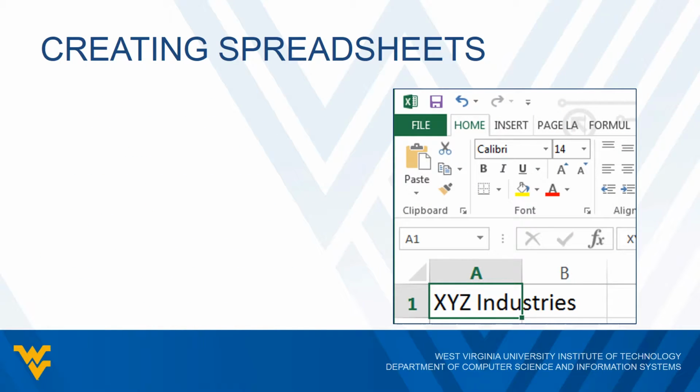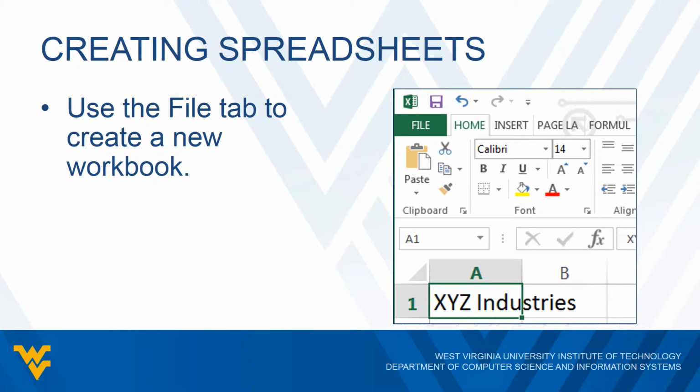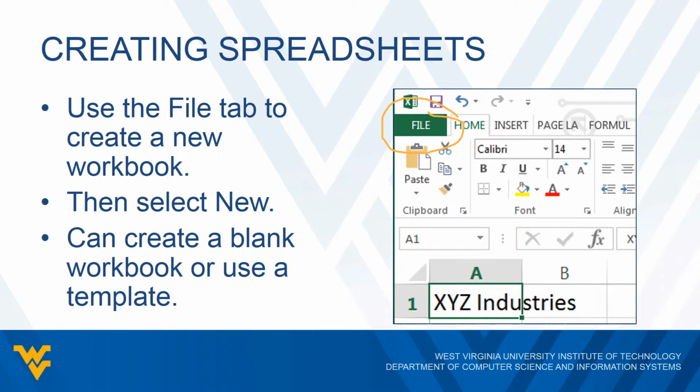If we want to create a new spreadsheet, we need to go to the File tab, which in Office 2013 or Excel 2013 is found right here. So you would click on that tab, and then from there you would select the New option. And from there you can create a blank workbook, or you can even use a template.